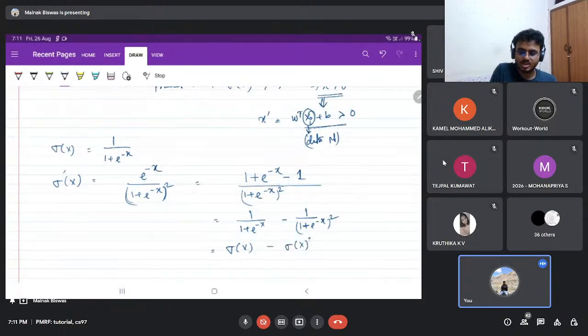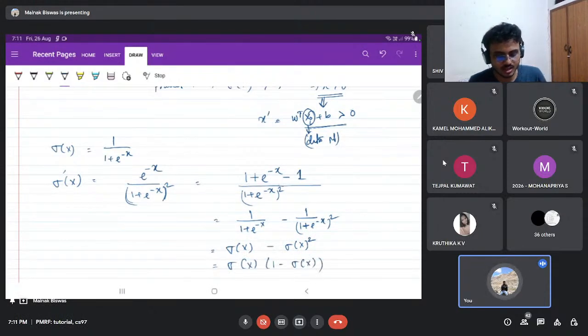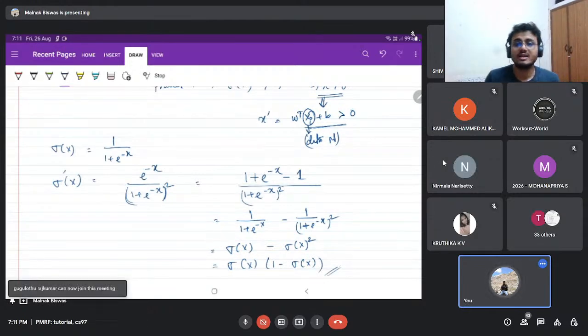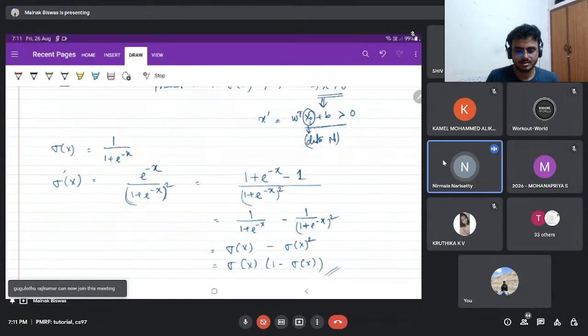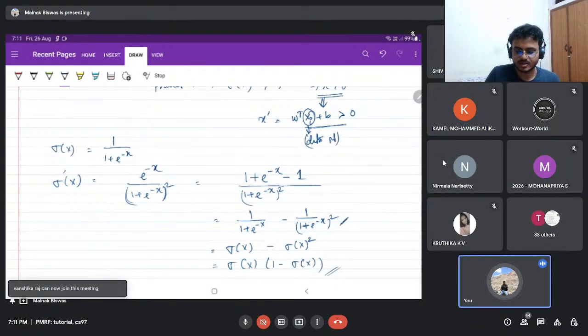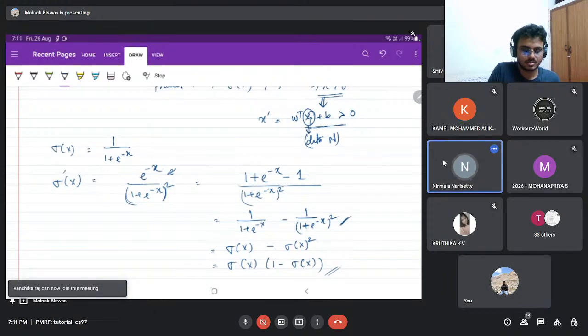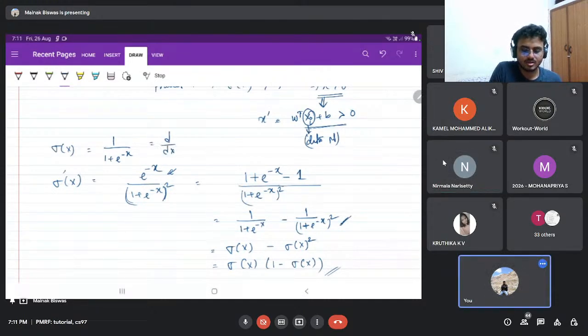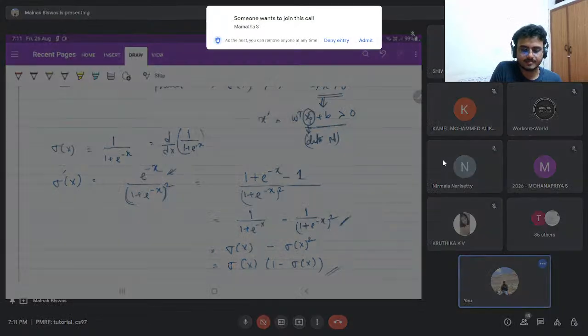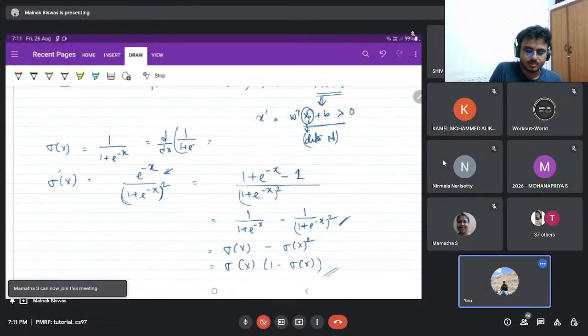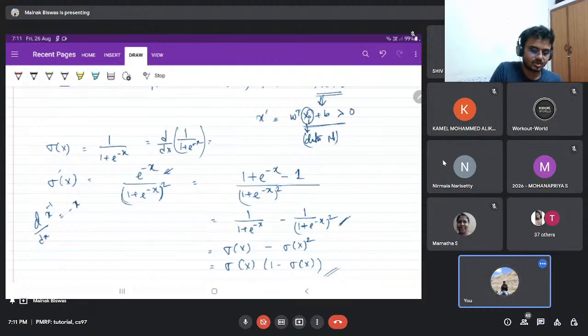Question? This will be required next week, so for your convenience we derive it. Once again, can you explain the last step from the last derivative onwards? So d dx of 1 plus e to the power minus x. What is the derivative of 1 by x, or x to the power minus 1? That is minus x to the power minus 2, right?